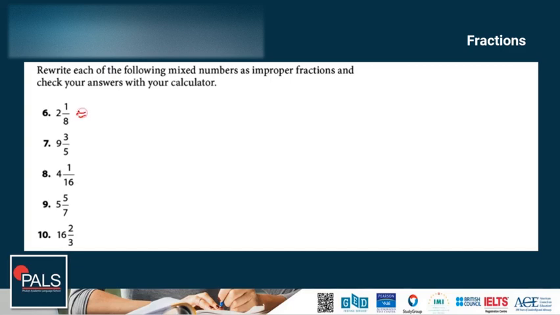Number 6, 2 times 8 is 16 plus 1 is 17 over 8. Number 2, 9 times 5 is 45 plus 3 is 48 over 5. 4 times 16 is 64 plus 1 is 65 over 16. 5 times 7 is 35 plus 5 is 40 over 7. 16 times 3 is 48 plus 2 is 50 over 3.